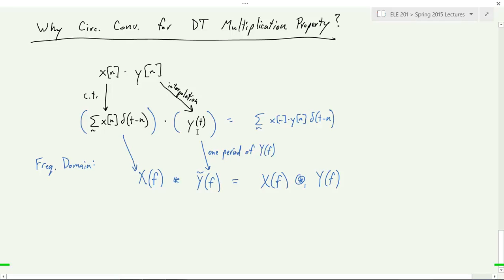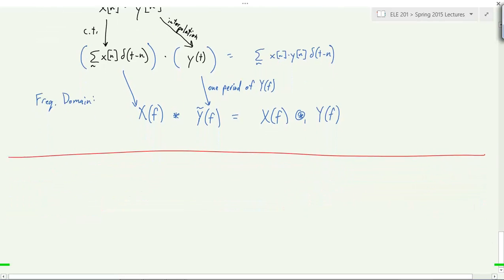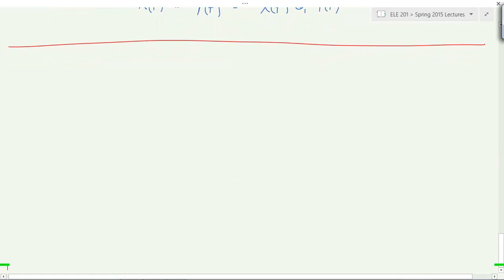Okay. Good. So let's now move on to talking about something else. We're done with circular convolution. So let's say, how does phase affect the signal?